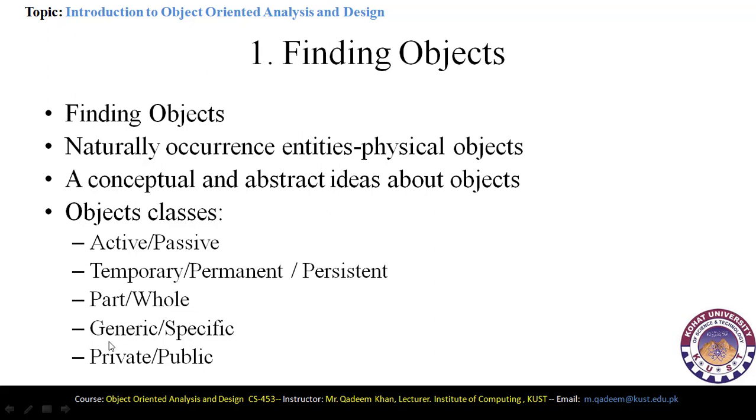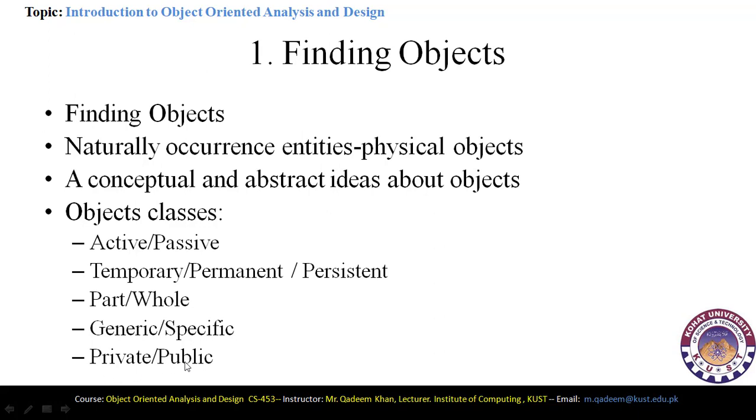Generic means that the object is a general object, while specific means that the object is only a particular sort of object which will be specific to a particular community, while generic means that it is generic for the whole world. For example, student is a generic object, but student of Institute of Computing is a specific object.